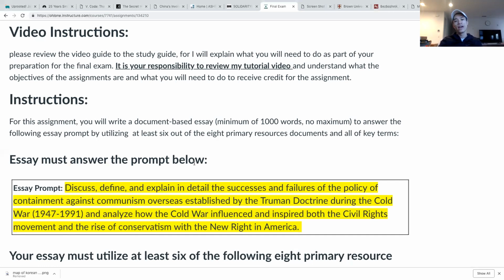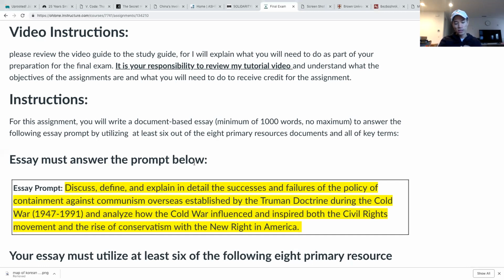In the second half of the essay prompt, what it's asking you to do is to explain and analyze how the Cold War itself, even though it's a war against communism overseas, influenced and inspired both the civil rights movement, right, among African Americans, and also the new right movement among white Americans back at home, okay? So that's what the question is asking you to do.